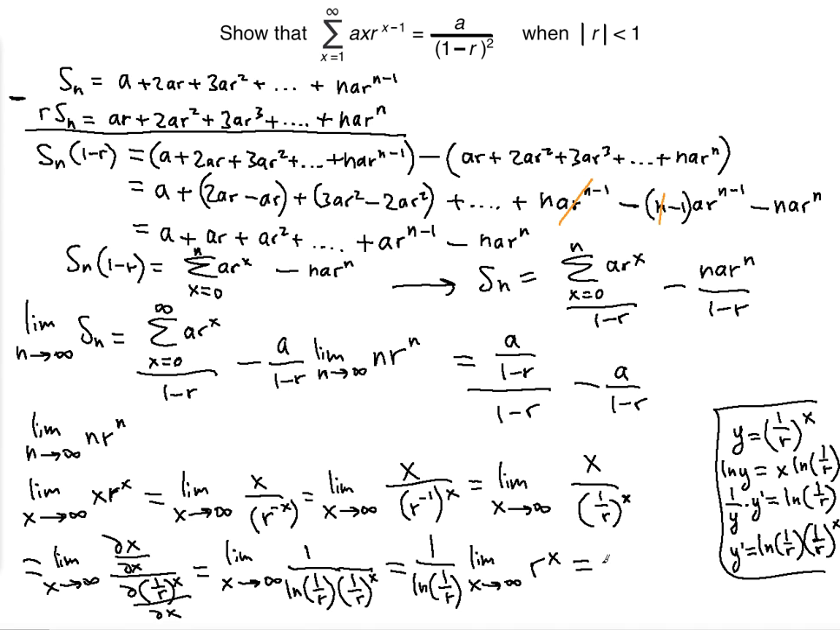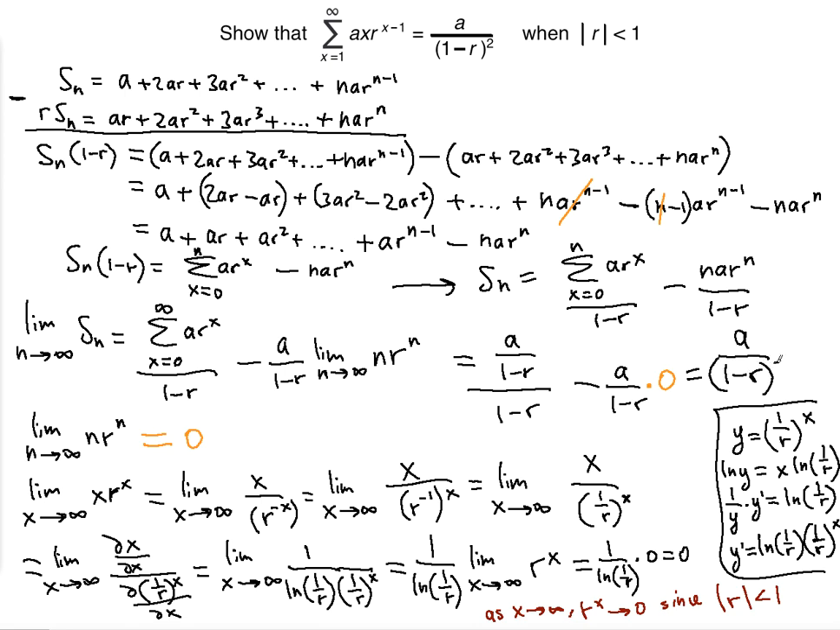Now notice, this is equal to zero. Why is this limit 0? As x approaches infinity, r to the x approaches 0, since the absolute value of r is less than 1. Squaring 1/2 will give you 1/4, cubing 1/2 will give you 1/8, etc. It's getting closer and closer to 0. So we just showed this is indeed equal to 0. So this is equal to a times 0, and we get a over 1 minus r squared. This guy squared. So we just showed indeed that this is true.